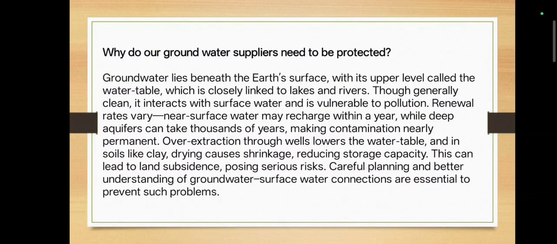Groundwater protection. Groundwater lies beneath the Earth's surface, with its upper level known as the water table. Though generally clean, it interacts with surface water and it is vulnerable to pollution. Over extraction lowers the water table, sometimes causing land subsidence. Since deep aquifers take thousands of years to recharge, contamination can be nearly permanent. Protecting groundwater requires careful planning and sustainable use.